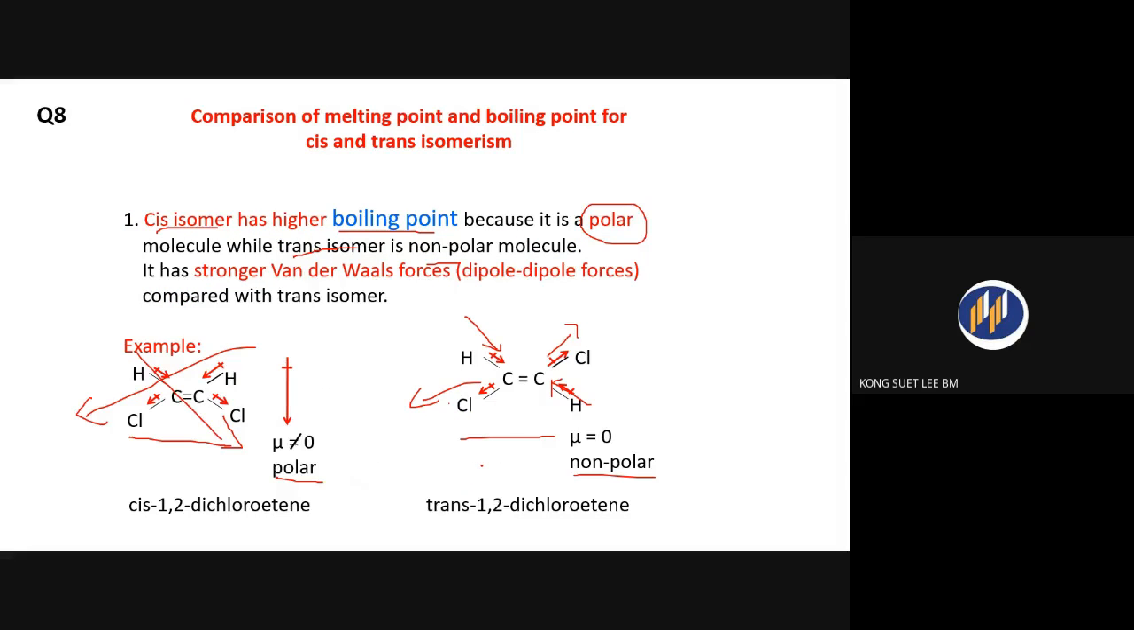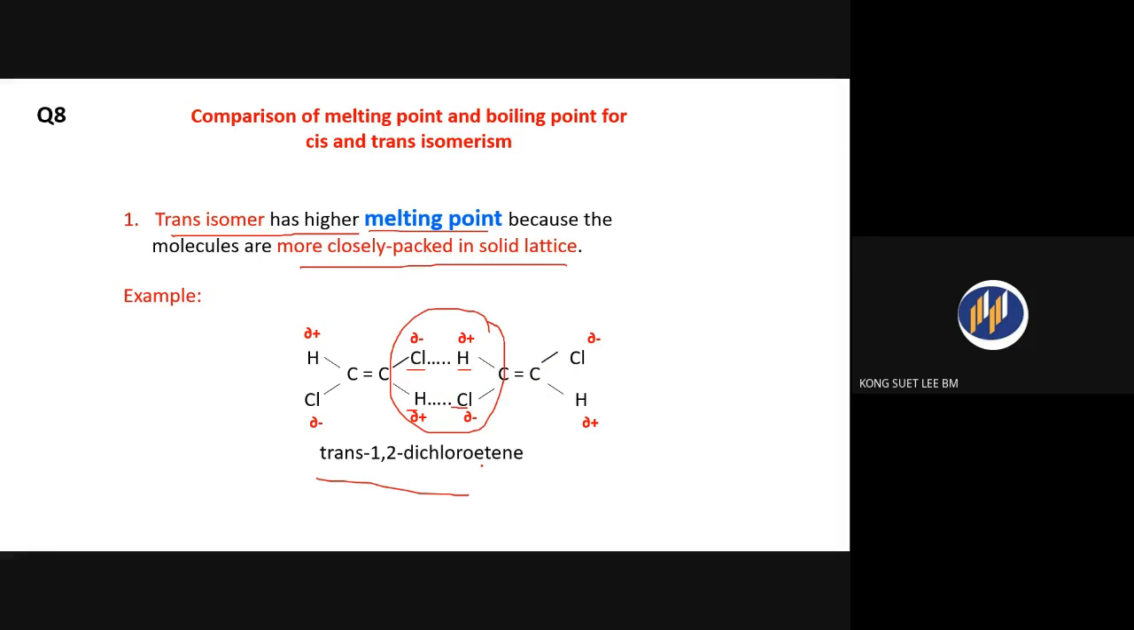Can always remember cis higher boiling point. Boiling point means dia kena pecahkan ikatan dari liquid jadi gas. Polar, stronger van der Waals forces. Trans, higher melting point because more closely packed in solid lattice. Boleh terima? Next we continue for question number 9, chirality center.